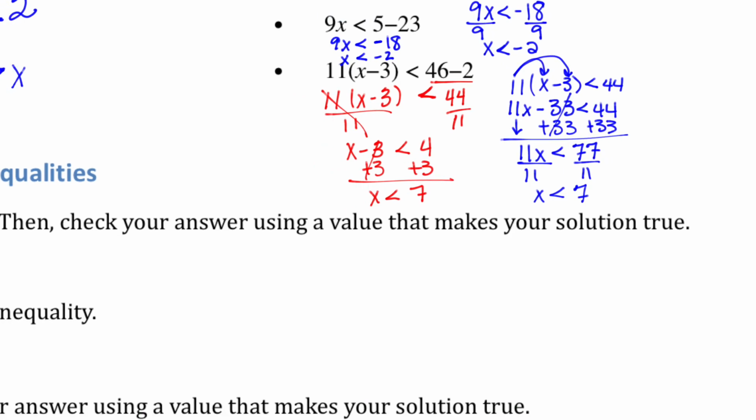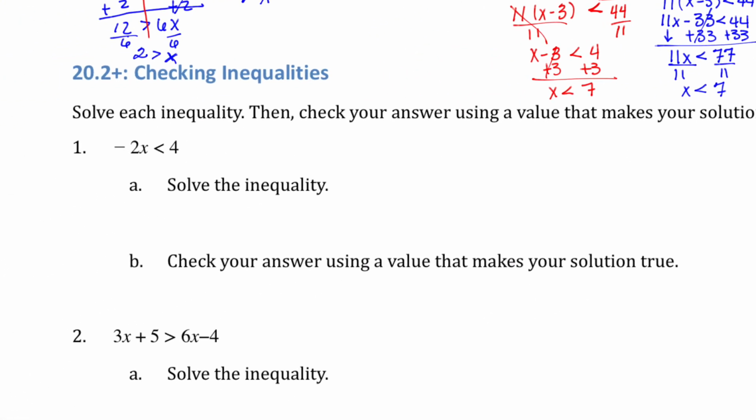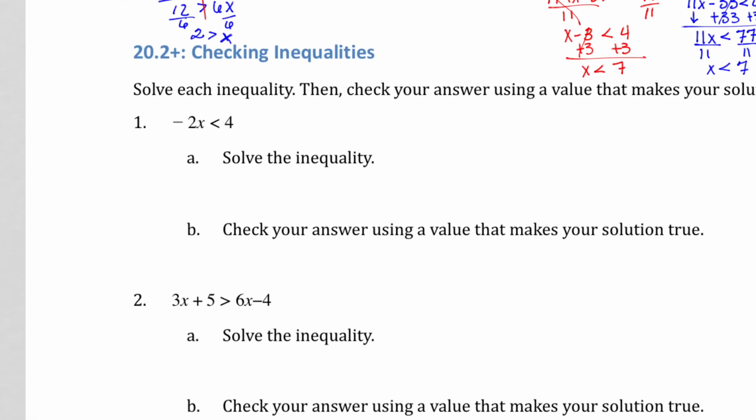All right. Now we're going to check inequalities. So we're doing the same thing we just did. We have negative 2x is less than 4. How do I solve the inequality? Add 4. Do what? You divide by negative 2. Divide by negative 2.